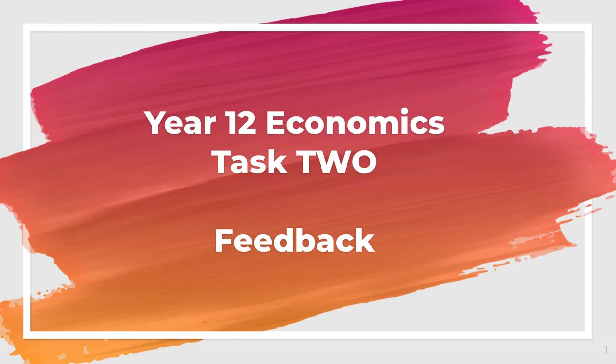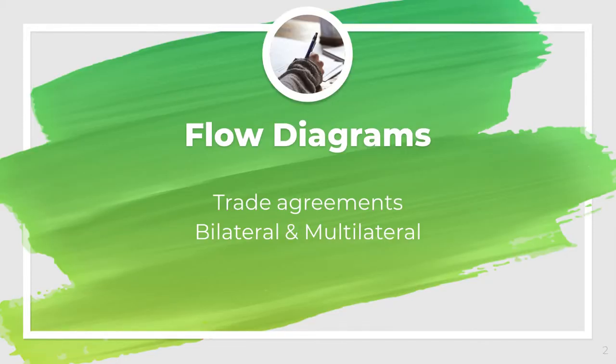But let's start. So you should have this printed out. Make sure you have a pen and a highlighter. Make sure you have your work in front of you as well. And we will have a look through this feedback now. So the first section were your flow diagrams, and you were asked to look at a bilateral and a multilateral agreement.